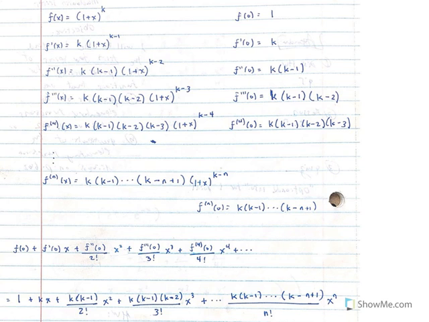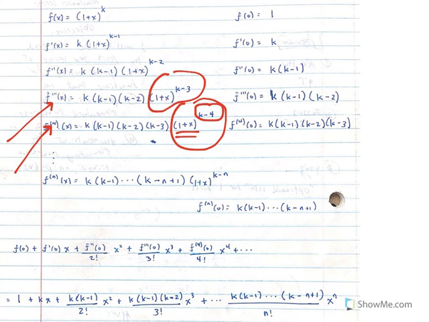So if you continue here, each time you're taking the derivative, you might see a pattern. For example, if you're taking the fourth derivative, the very last factor here would be 1 plus x to the k minus 4. And for the third derivative, the very last factor here is 1 plus x to the k minus 3. And for the second derivative, the very last factor is 1 plus x to the k minus 2. So for the nth derivative, the very last factor will be 1 plus x to the k minus n.